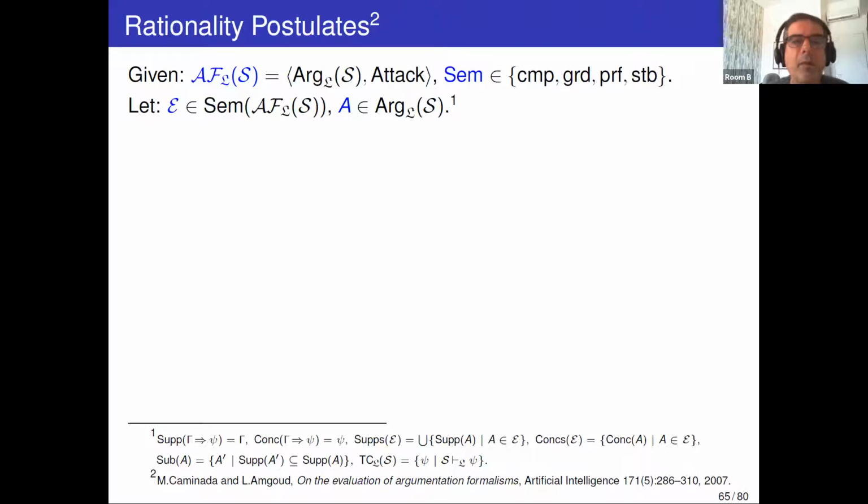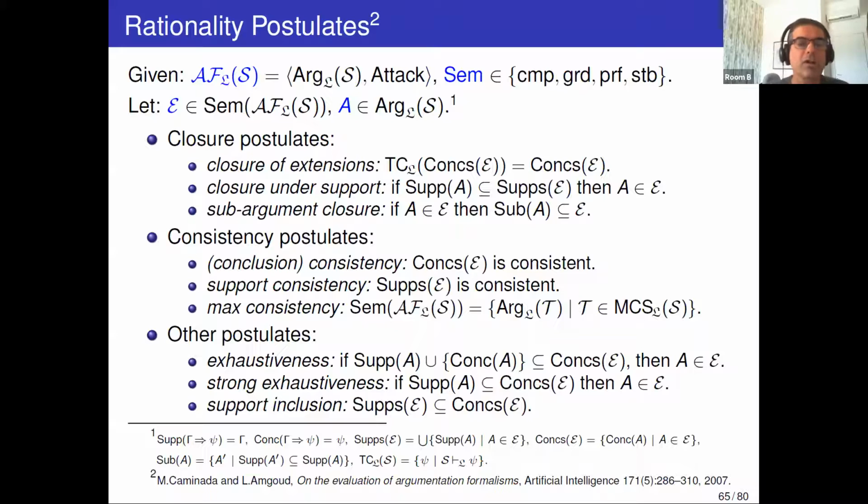So here are some common rationality postulates. Most of them were introduced by Caminada and Amgoud in their paper from 2007 in the Artificial Intelligence Journal, but there are some other postulates. Some of them are related to closure properties of the extensions. For instance, that the conclusions of extensions will be closed under the transitive closure of the logic. So the extension E will contain also the transitive closure of its conclusions. Similar property concerning the support, closure under sub-arguments, and you see here in the footnote the exact definition. A sub-argument is just an argument which has a subset of the support of the original argument.